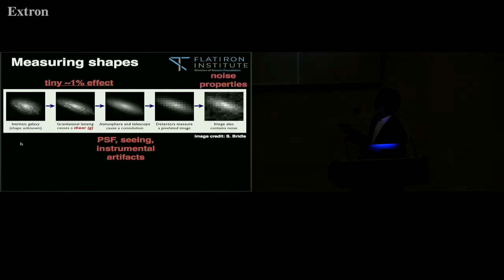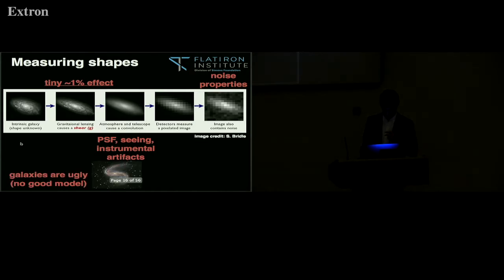And then we pixelize it, and then you get a load of noise in there as well. And noise is a pain in the ass because it makes things rounder. So it doesn't just make it noisy, it actually also changes the shape as well. And that's really annoying if you're trying to measure a 1% change in shape. So we need to know the noise properties really, really well. And all of these things can vary in time, they can vary over the survey, there can be all sorts of nasty stuff going on.